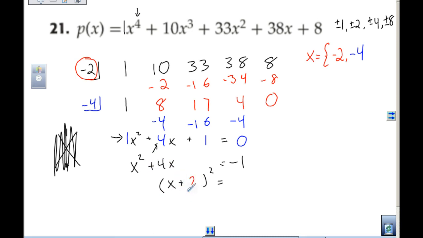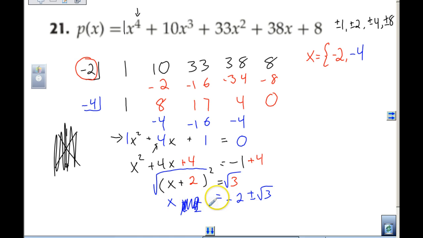Half of 4 is 2. When you square 2, you get 4. Add that to both sides. You get 3. And then take the square root of both sides. So we get x plus 2 equals plus or minus root 3. And then lastly, subtract your 2 on both sides.